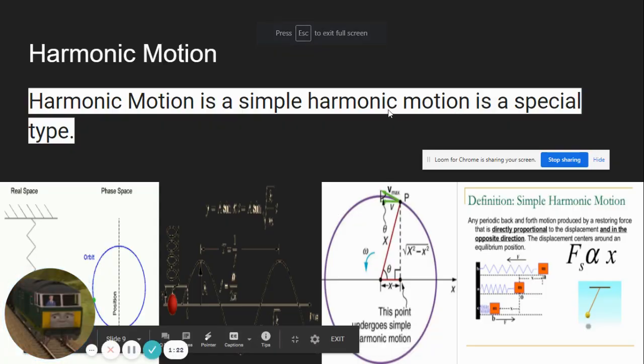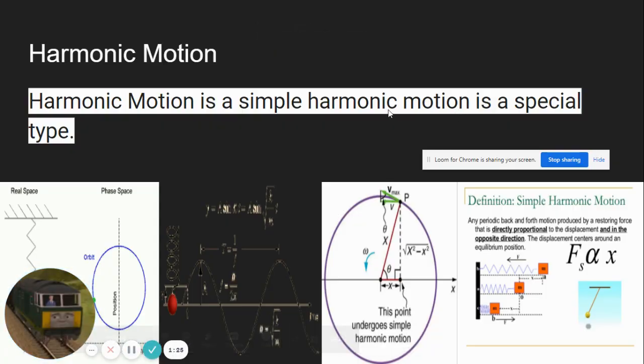Harmonic motion, harmonic motion. Simple harmonic motion is a special type. For this example, y equals a sin, cos equals a sin. Sorry, that was my phone. Square root of a divided by, I don't know.